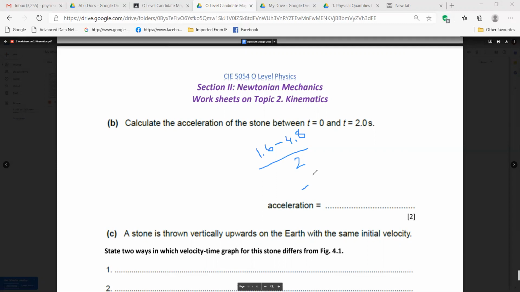Minus 1.6. Yes, and it's matching with the real value. On the moon the acceleration is 1.6, right? So, sir, you see our calculation is correct.